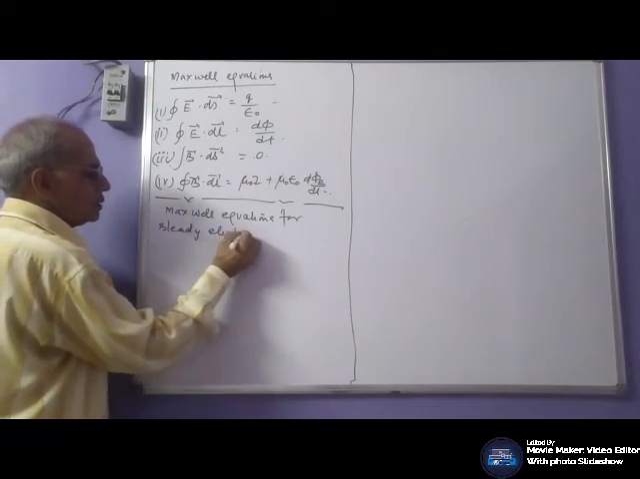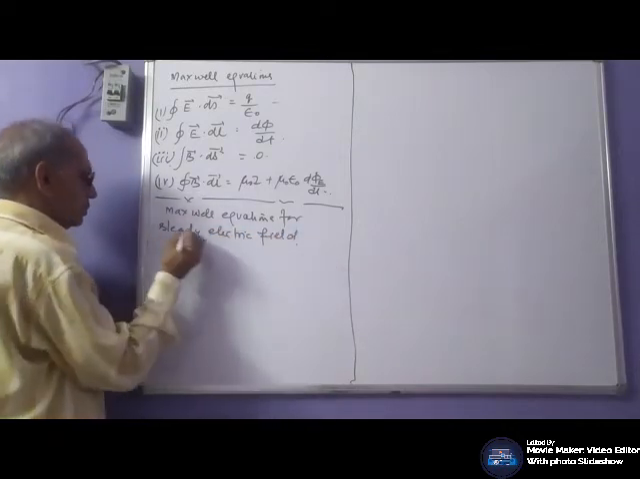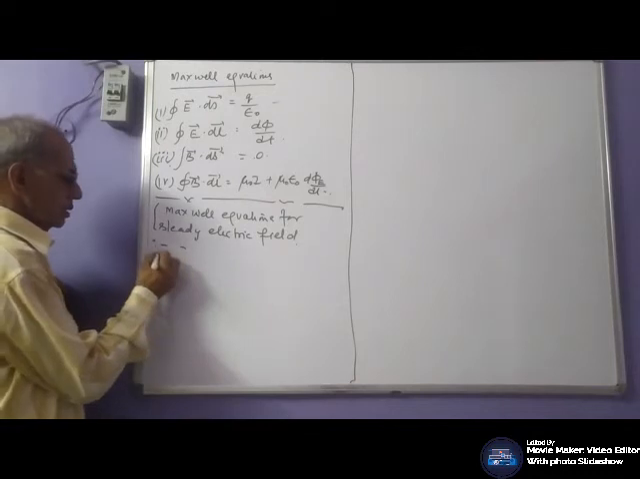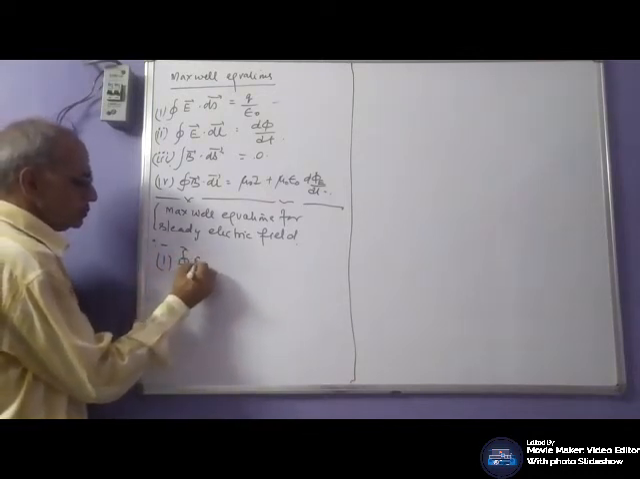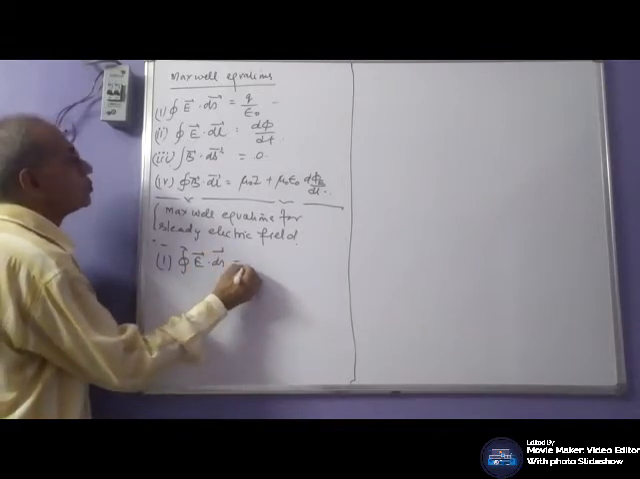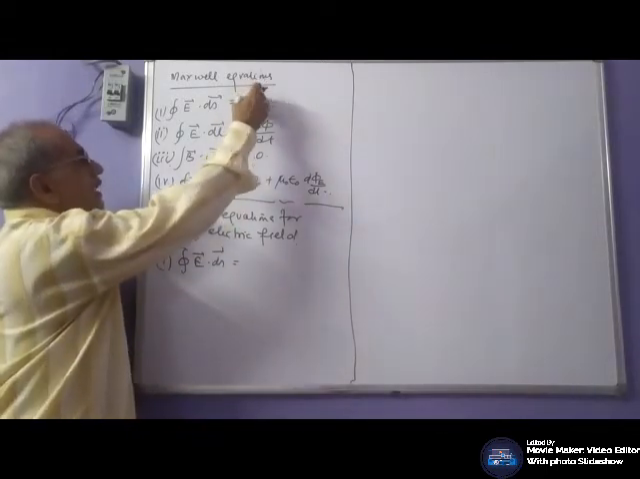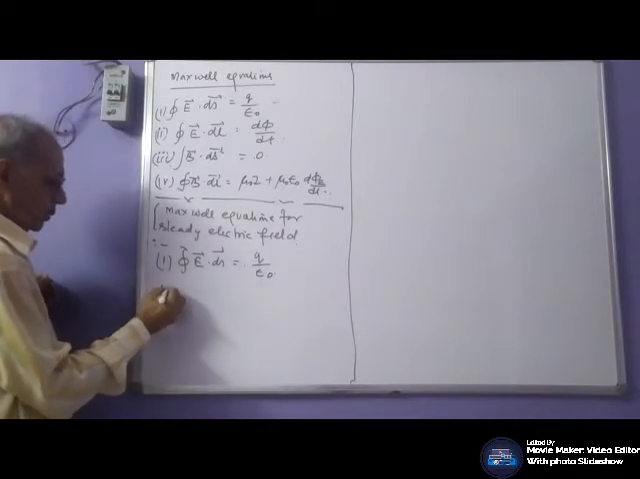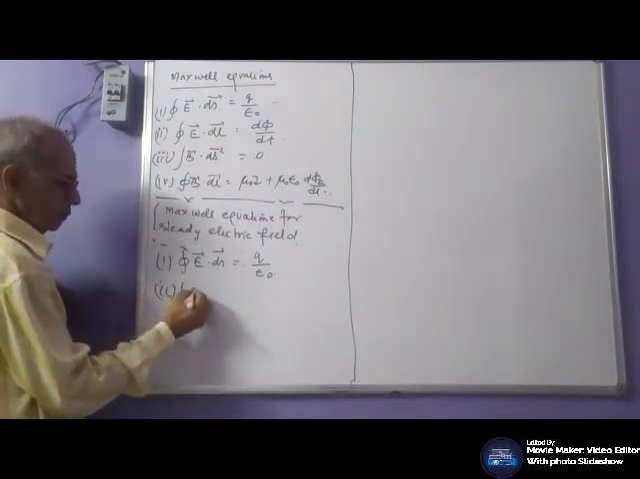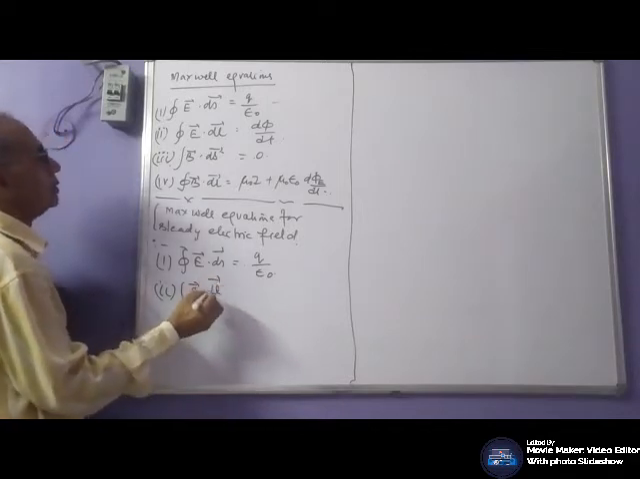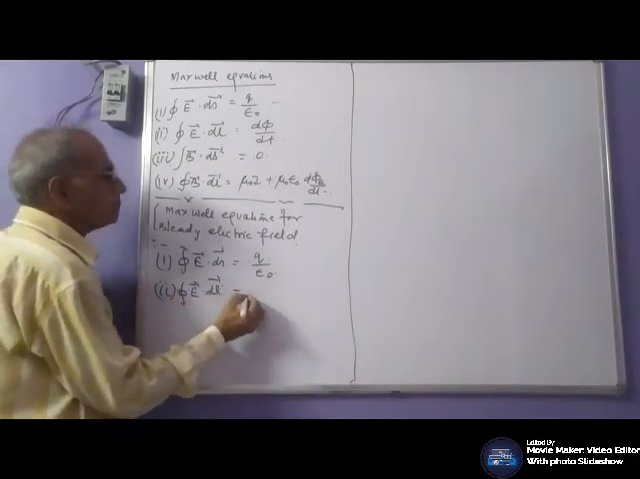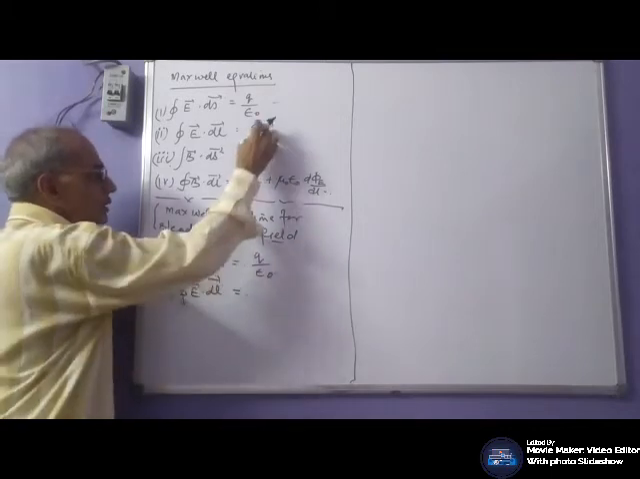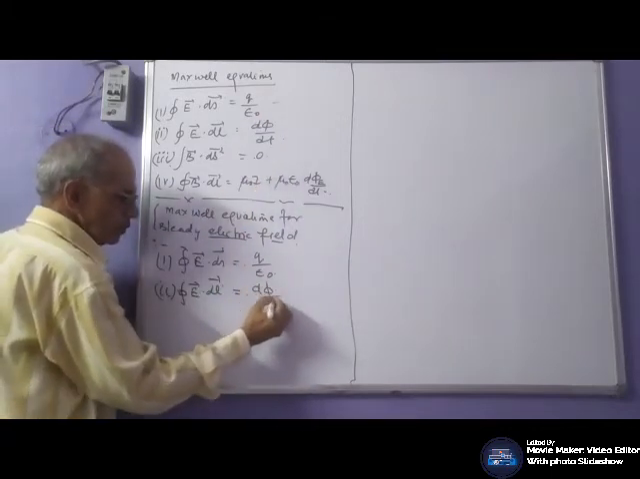electric field. First, the left side as it is. On the right side, for a steady electric field, there is no change, so it is q by epsilon naught, same. Second, left side as it is. On the right side, magnetic flux is there, but with a steady electric field there is no magnetic flux change, so it is as it is.